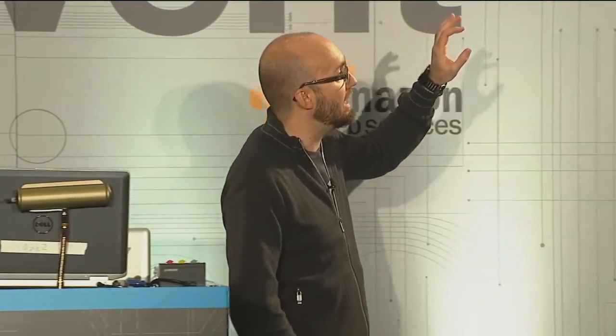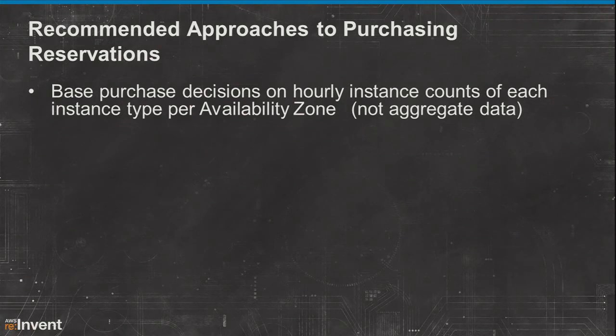So the final thing here is to summarize our recommended approaches to buying reservations. First, base purchase decisions on hourly instance counts of each instance type per availability zone. Do not aggregate the data. If you walk away from the session with anything, I hope that's it. It's going to save you a lot of inefficient and misplaced RI purchases if you take this approach.